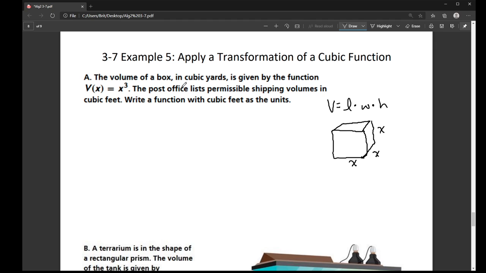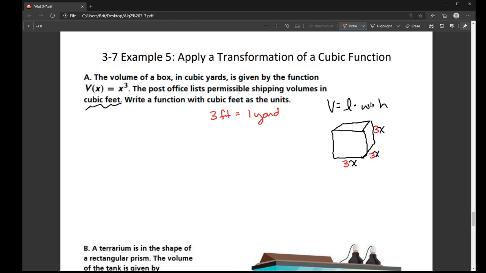It says when you go to the post office, it lists the permissible shipping volumes in cubic feet. So what we need to do is convert this equation from yards to feet. So we have to ask ourselves, how many feet are in a yard? There are 3 feet in 1 yard of box. So what that means is that for every yard that I have on this box, I would need to multiply it by 3 in each direction to describe the feet.